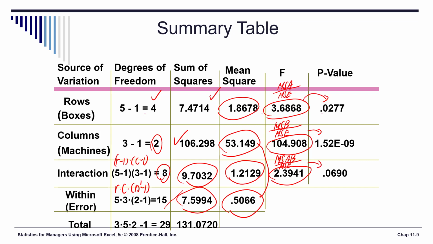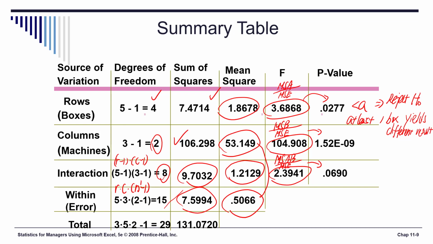Right. So in this case, for the row factor, since p-value is less than alpha, that means we reject H0. That tells us at least one box yields different results, meaning not all population means are the same. So that's what we get from the hypothesis testing.